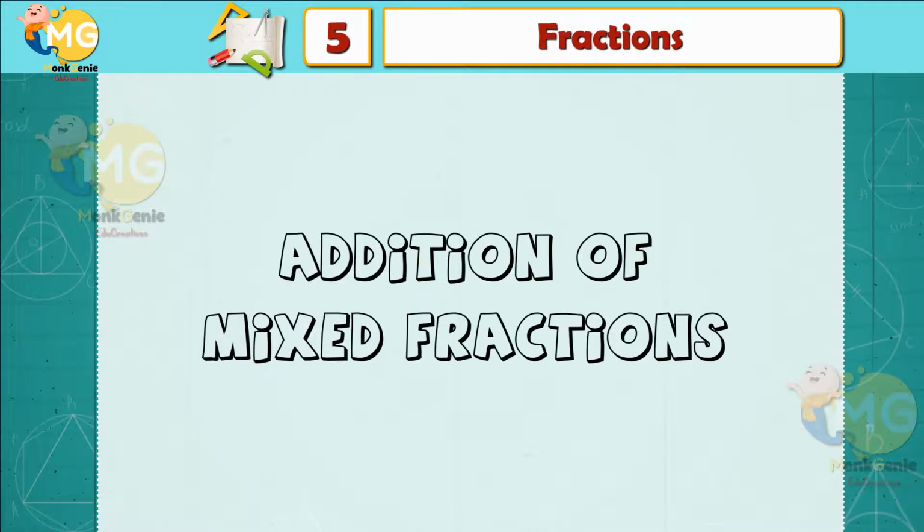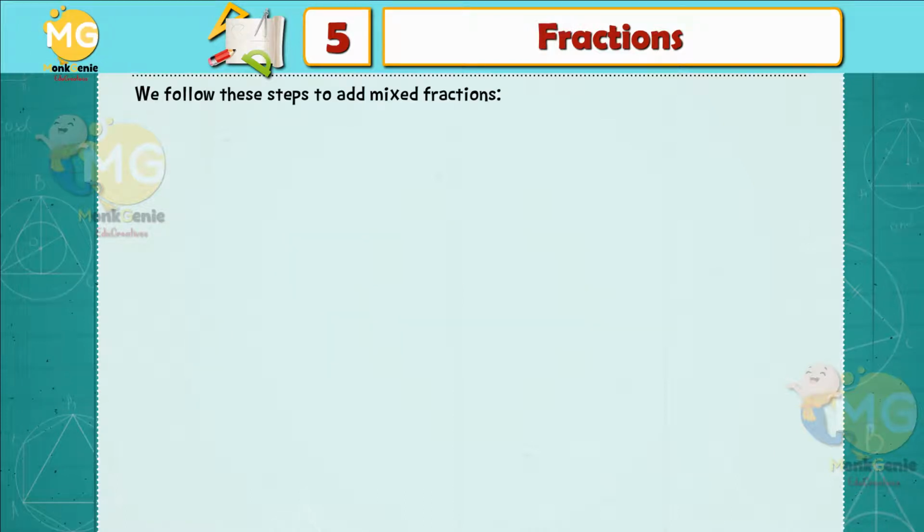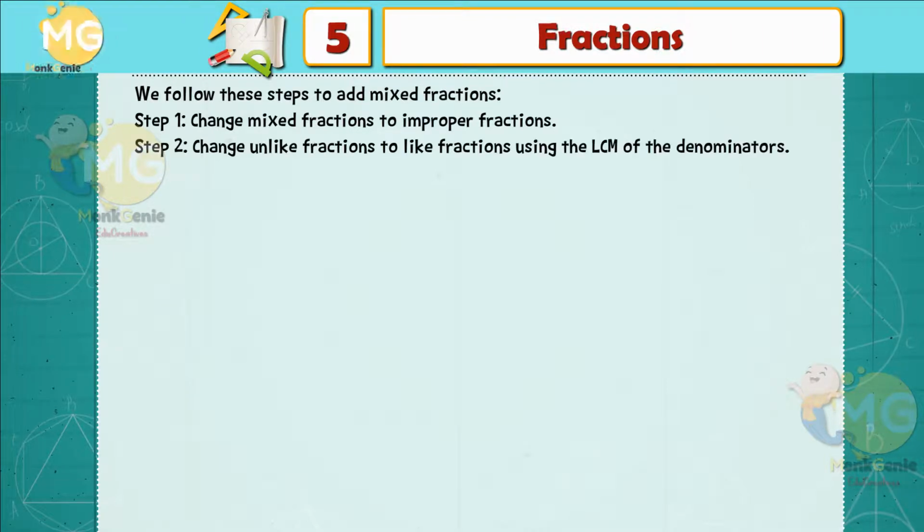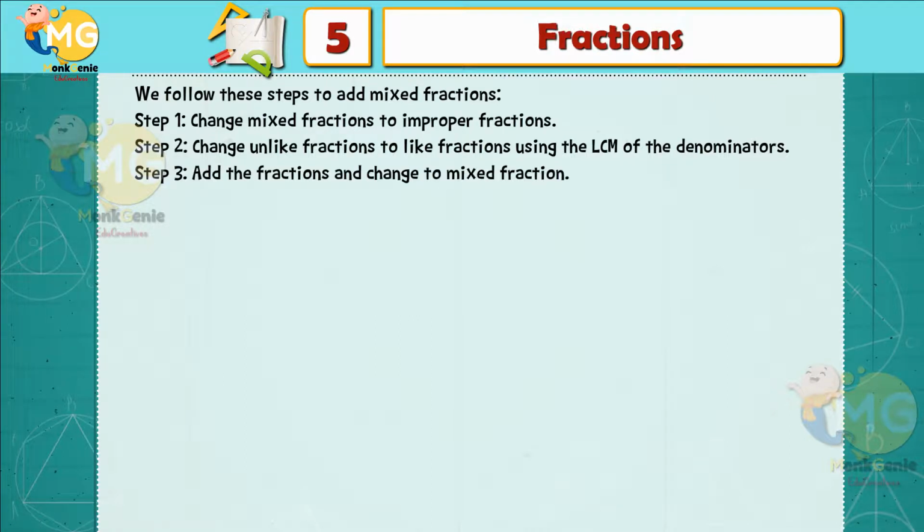Addition of mixed fractions. We follow these steps to add mixed fractions. Step 1. Change mixed fractions to improper fractions. Step 2. Change unlike fractions to like fractions using the LCM of the denominators. Step 3. Add the fractions and change to mixed fraction.